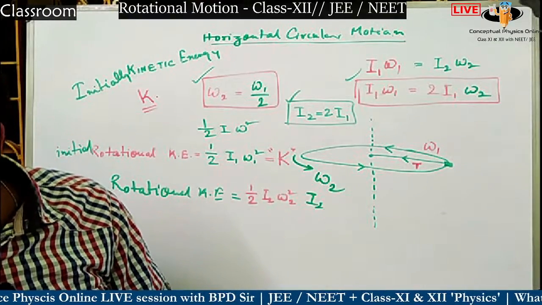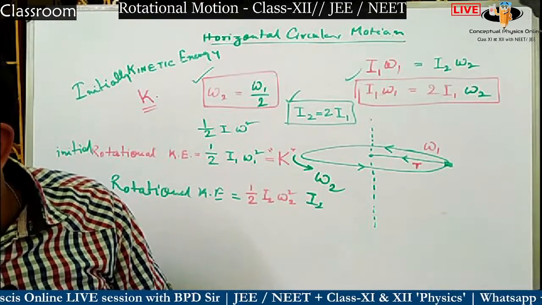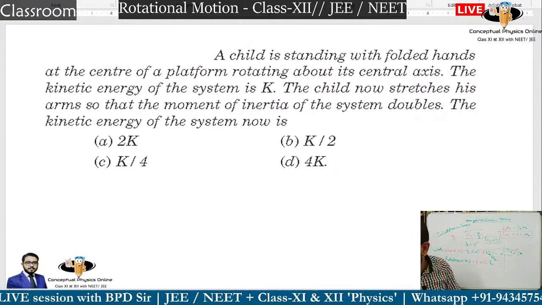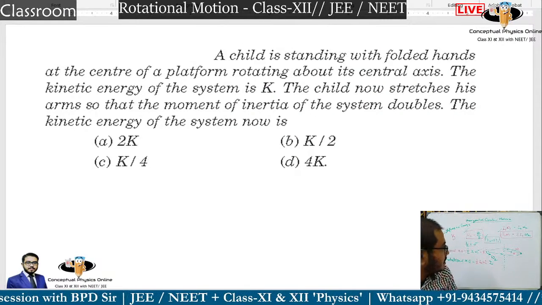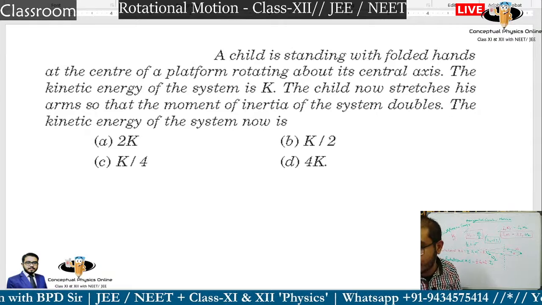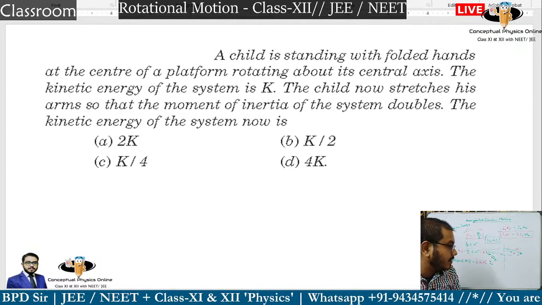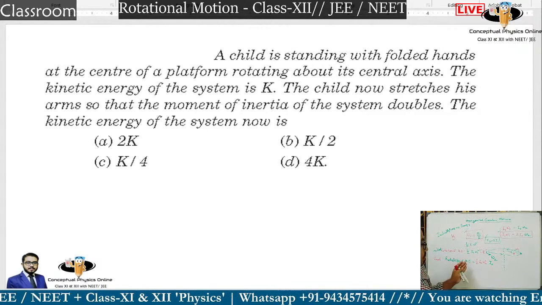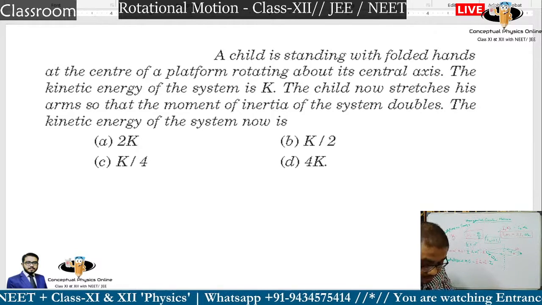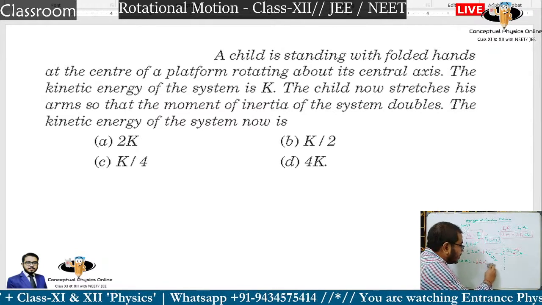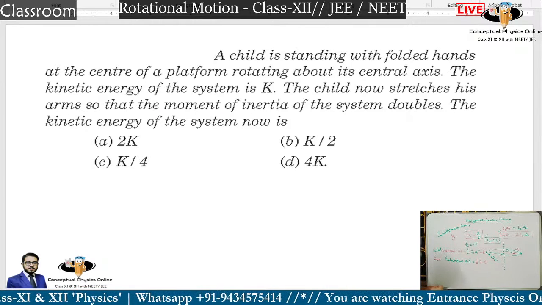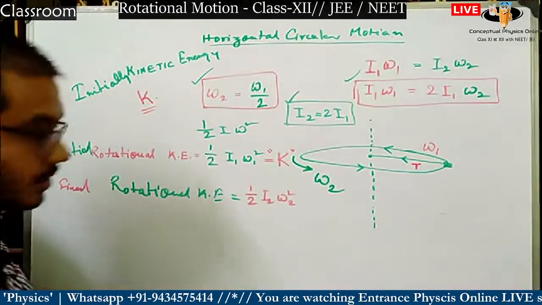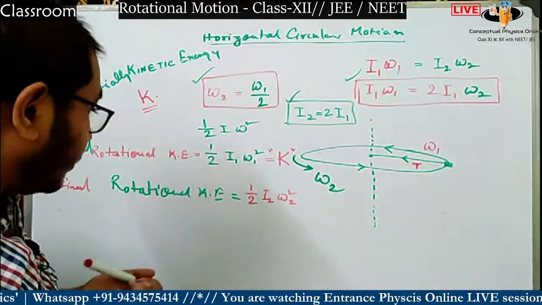So we were discussing this problem. In the first case the child was standing still, and in the second case the child was standing with some stretched hands, right? So by doing this math we have come over here. Let us complete it first, then we'll have a short chat on it.